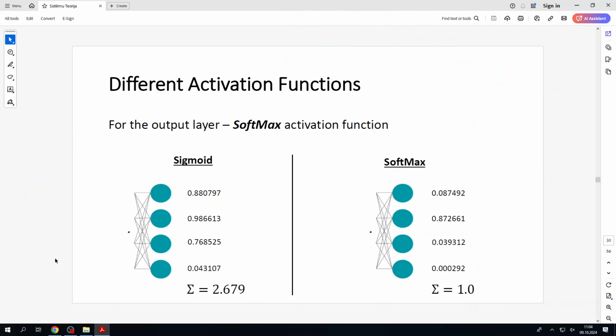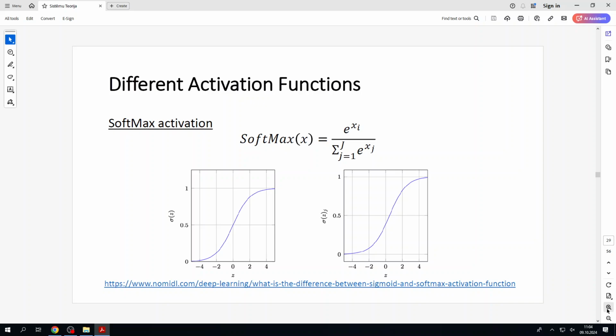Softmax also has its own function, as you can see here. However, pay attention that although it seems very similar to the sigmoid function, there is one slight difference: the sigmoid goes through the point 0.5 at 0, whereas softmax does not. So this is their difference, and it's still an exponential function as well. That is the difference between the softmax and the sigmoid activation functions.